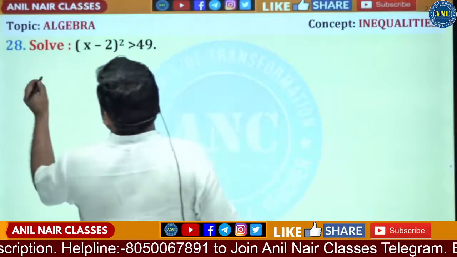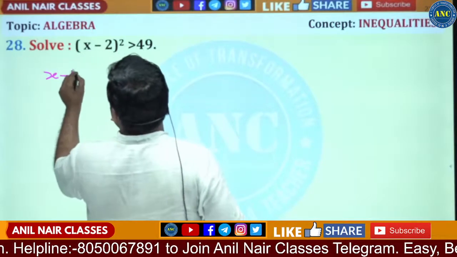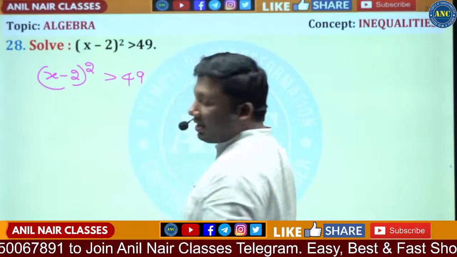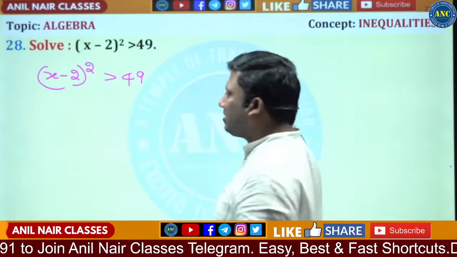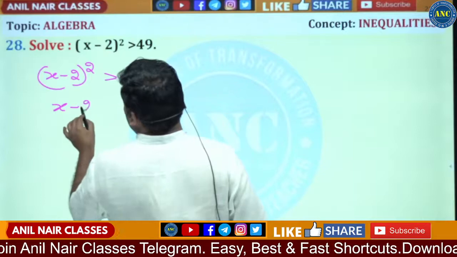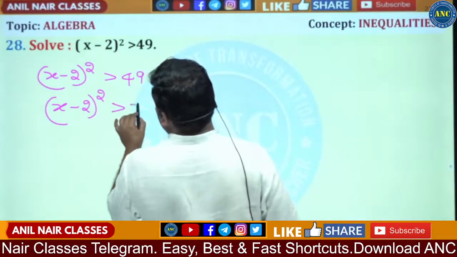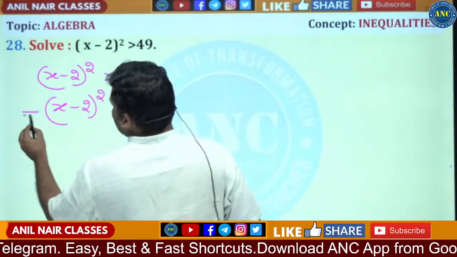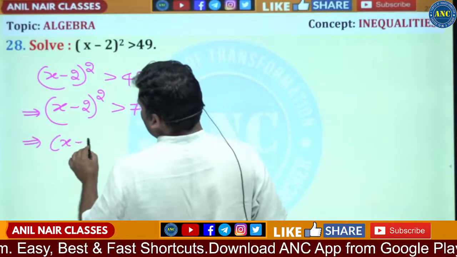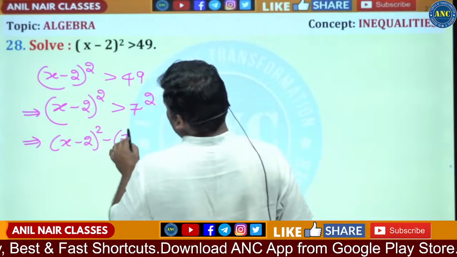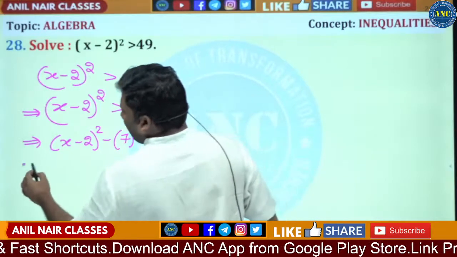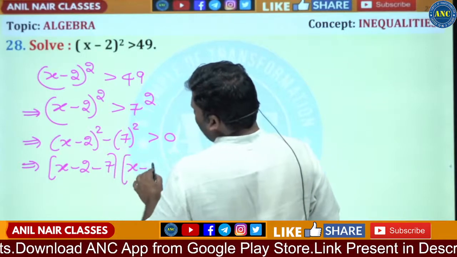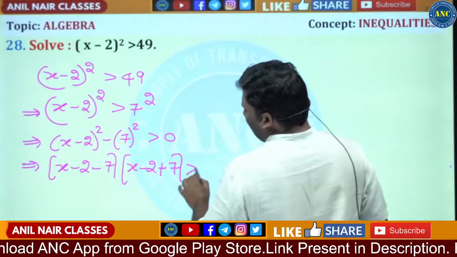Solve: x minus 2 whole square is greater than 49. What are the values of x that will satisfy this inequality? So x minus 2 whole square is greater than 49, which can be written as 7 square. So put everything onto the left hand side. This becomes x minus 2 whole square minus 7 whole square is greater than 0. A square minus b square is a minus b into a plus b. So x minus 2 minus 7, x minus 2 plus 7, greater than 0.